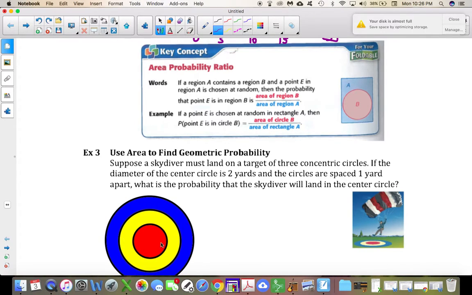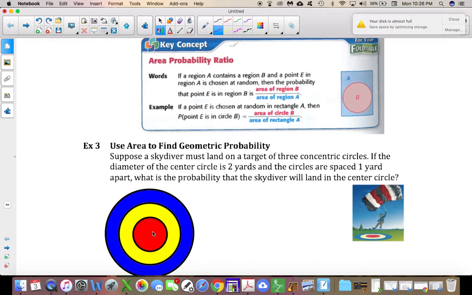This one kind of relates to the target effect. This one is a skydiver landing on a target. So basically, scenarios that have to do with this are kind of like saying, okay, if I shoot a dart at this target, or a skydiver is landing on that target, and I know that they're going to land somewhere on this target, what are the chances that they land in the red area? Okay, and that's exactly what this question is asking.